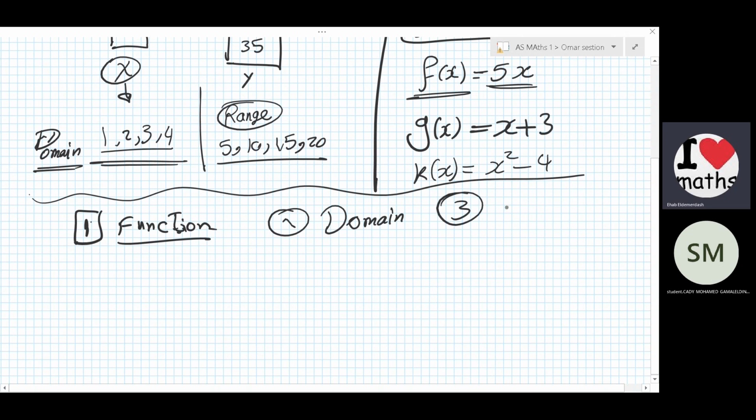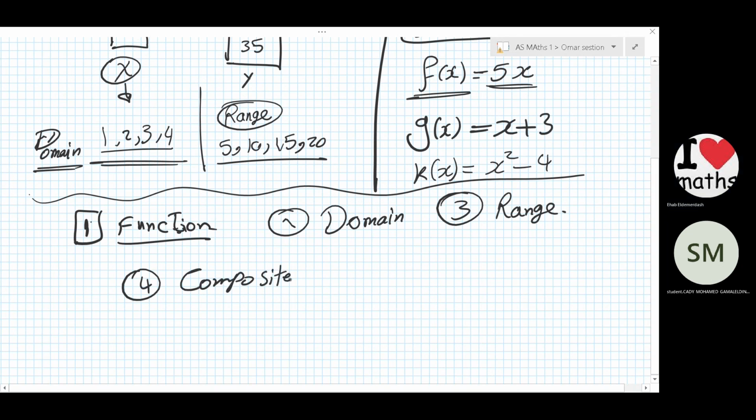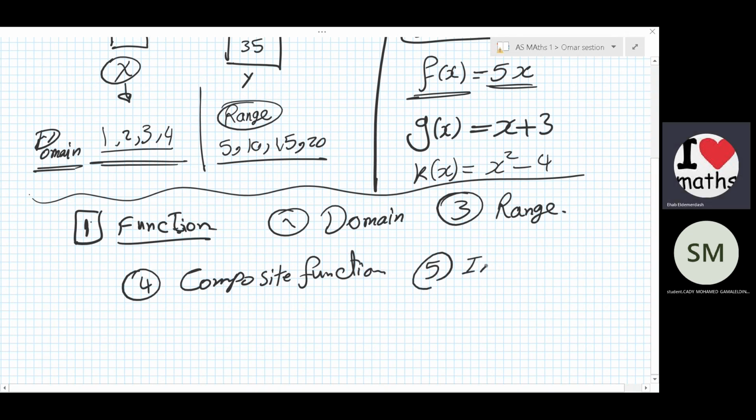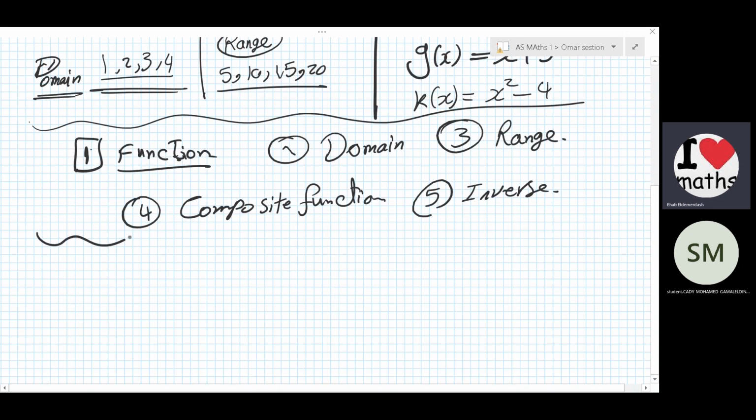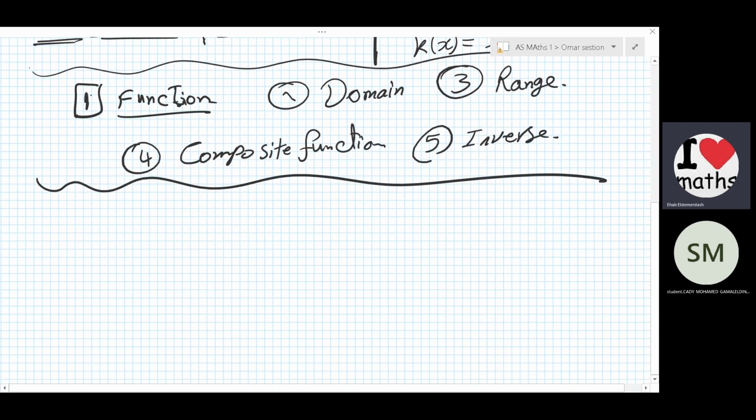The third one that you need to know about will be the range. Number 4, you need to understand the meaning of the inverse or the composite function. Then number 5, you need to identify the inverse. So there are five items we need to learn. Right, let's go step by step.